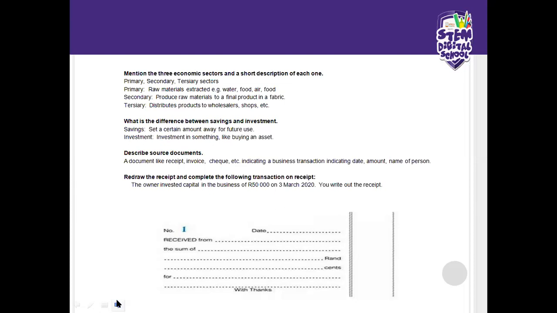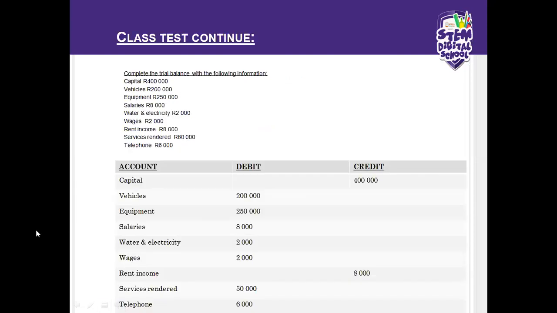Then we're going to get to the trial balance. Okay, on the trial balance, the whole line must be correct to get 1 mark. So, for instance, if we take the first one, capital, then the account capital plus the amount of 400,000 in the credit column. So absolutely the whole line must be correct to get 1 mark. Right, I've given you the list.